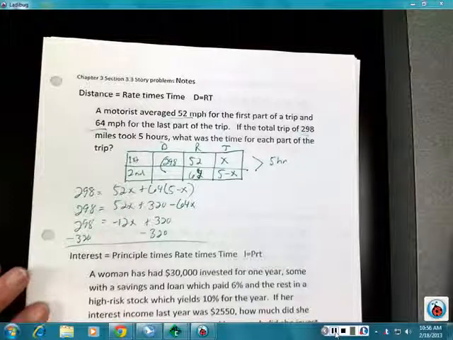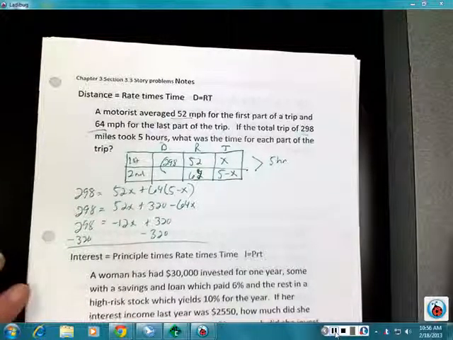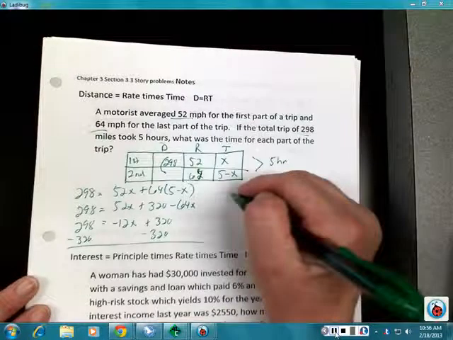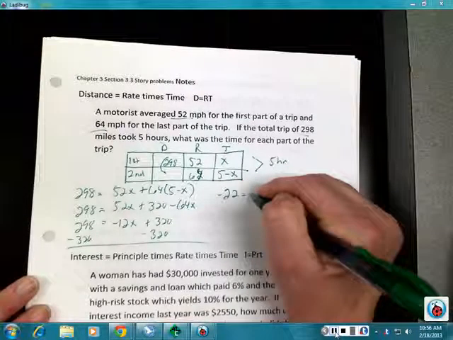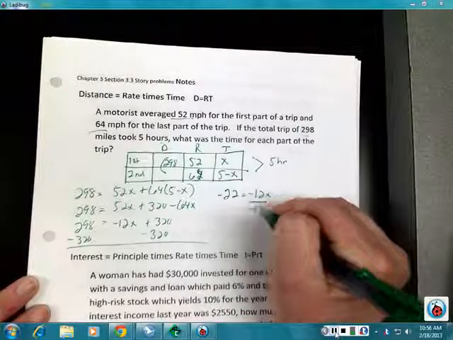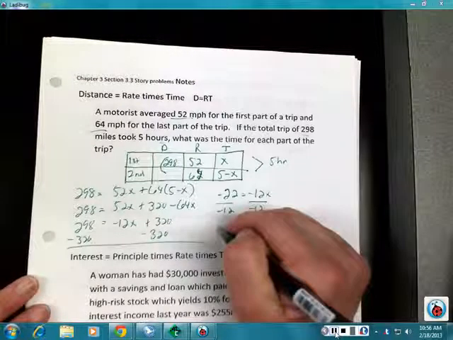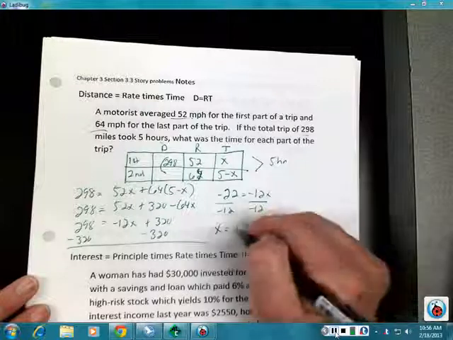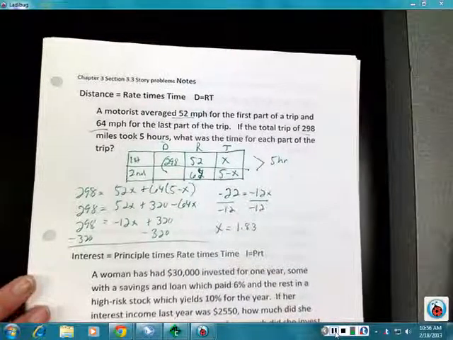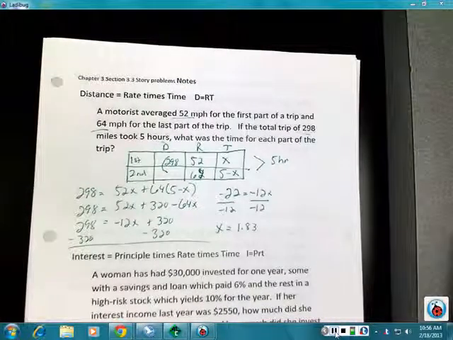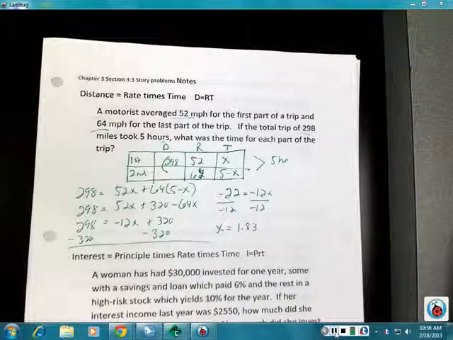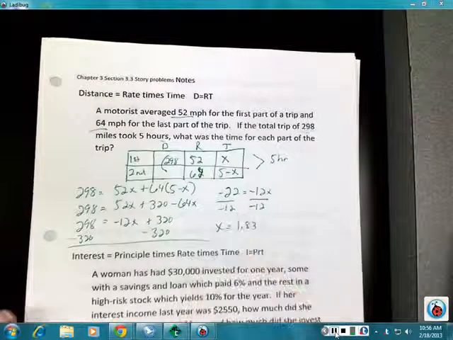What do you get? Negative 22 equals a negative 12x. Divide by negative 12. So negative 22 divided by negative 12, what do I get? It's like 1.83. Okay. Or if I go on my calculator and go math, go to fraction and hit enter, it's going to give me 11/6. I think you can do either one in Hawks. I think you're okay.